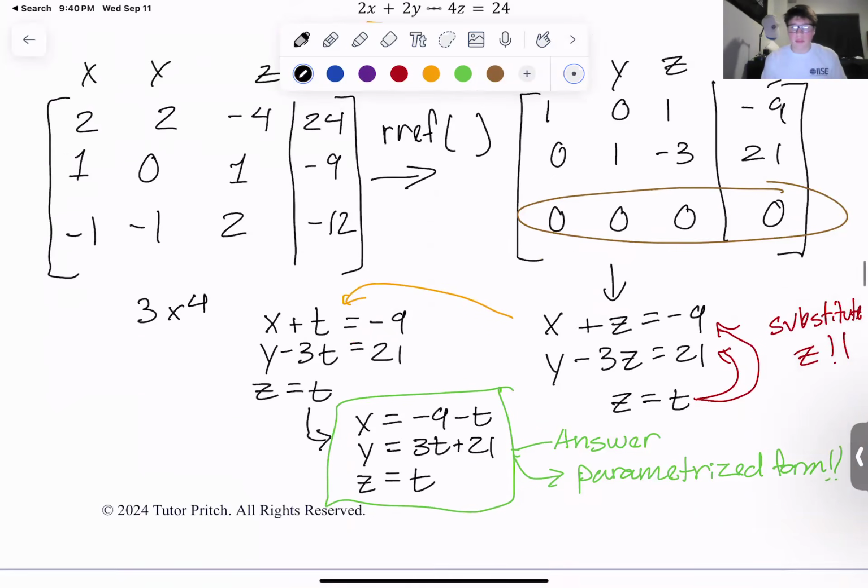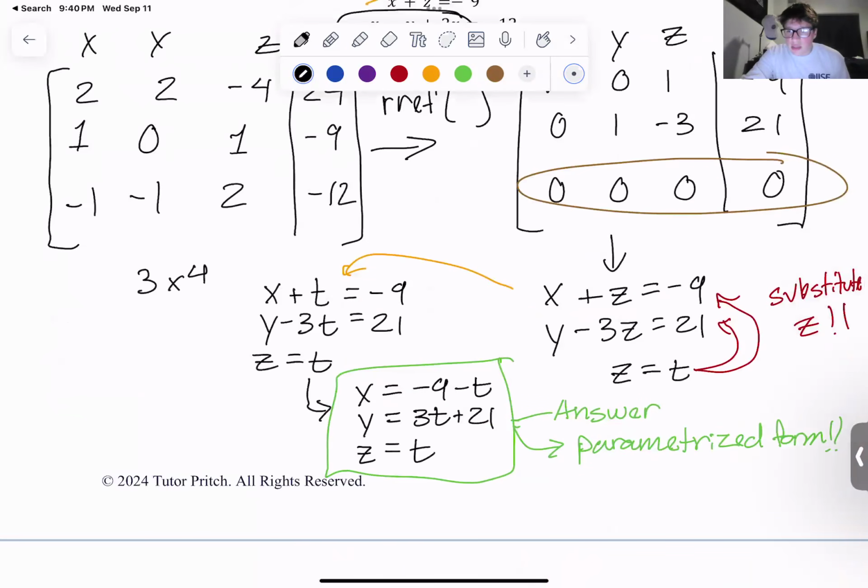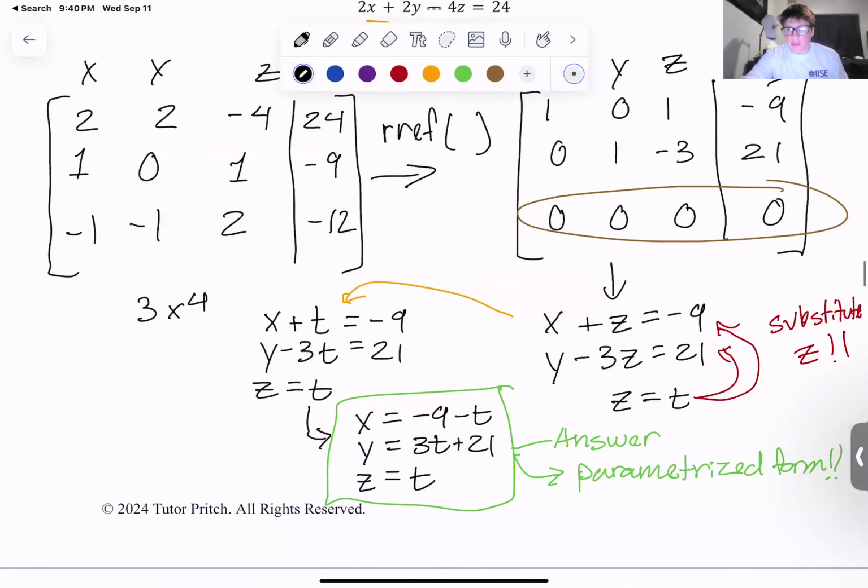Andres Cantu, could it also be y equals 21 plus 3t? Yeah. The order of addition does not matter. 5 plus 2 is 7. 2 plus 5 is also 7. The same rules apply. So yeah, it could also be that.